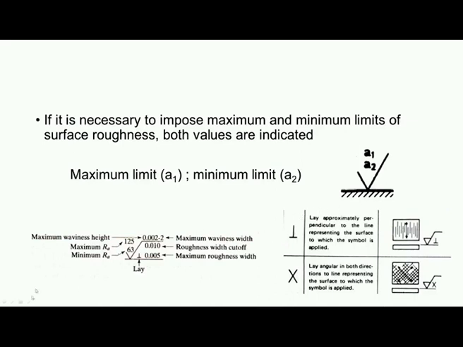You can see here we have used this basic symbol. This is the surface on which the symbol is mentioned, and then here two Ra values are mentioned. This is the maximum Ra value, that is a1, and then the minimum Ra value. So 125 and 63. So it is in microns, Ra value varies from 63 micrometer to 125 micrometer. And then you can see there is another symbol mentioned here, inverted T.